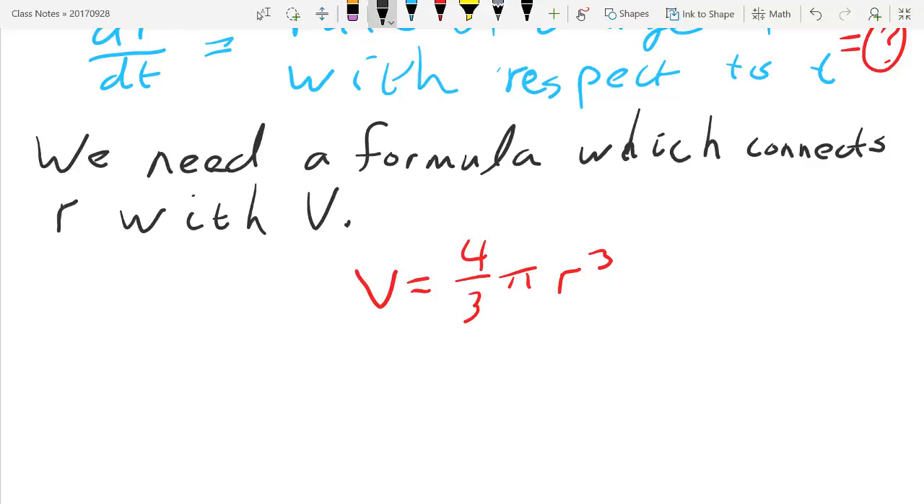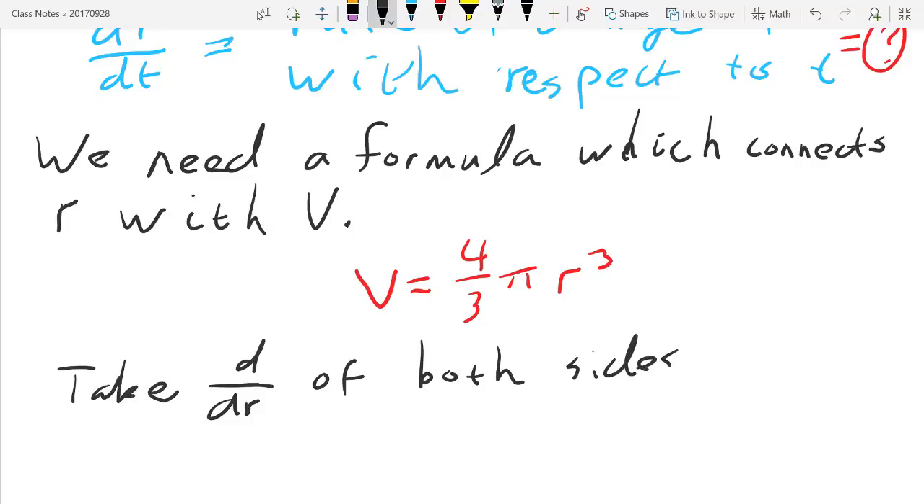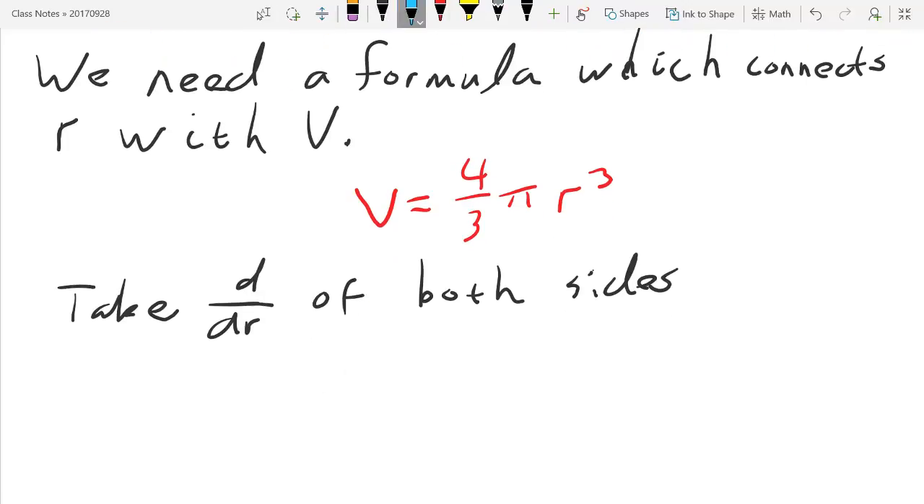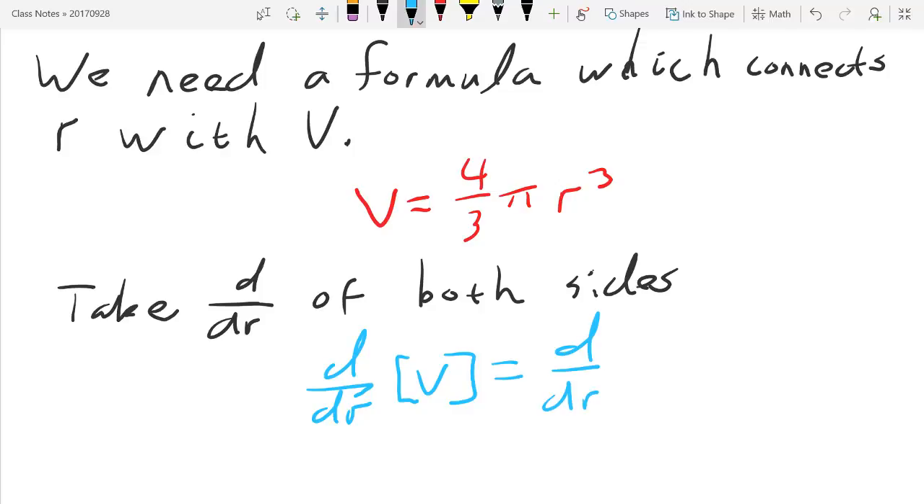So in order to go from this step, we're going to take d over dr of both sides. Okay? So a while back we did something called implicit differentiation, right? With implicit differentiation, we could take the derivative of both sides of the equation, and then we had to do some work with that. So if I take the derivative with respect to r of V and the derivative with respect to r of 4/3 pi r cubed.